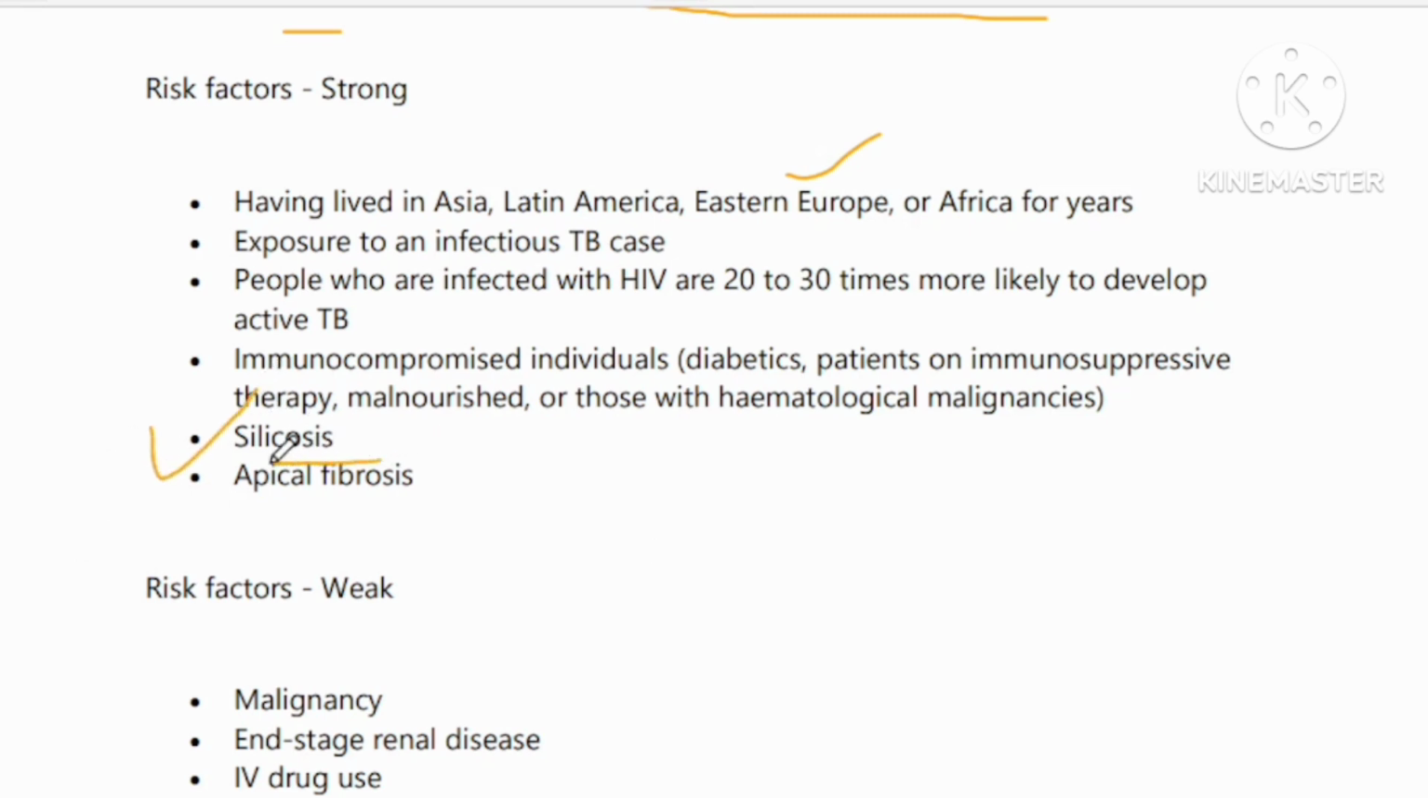Remember this, because in the respiratory section, the RCP may test by giving the scenario of silicosis and ask what is the most likely risk factor or what is the most likely cause of TB, and they give the scenario of silicosis. So remember this. This may be tested by the RCP in your exam. Apical fibrosis is another risk factor.